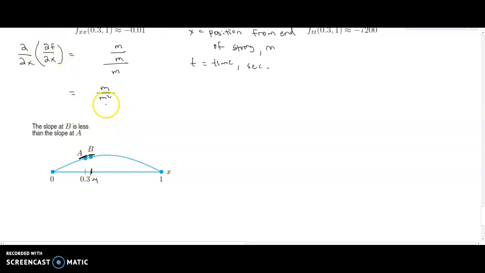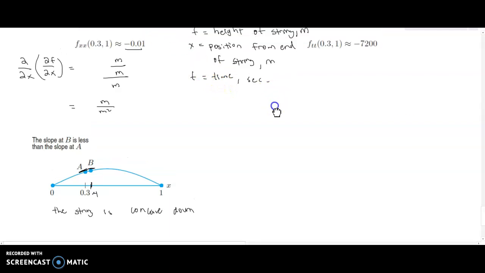And another thing we could say is that the string is concave down. How do we know that? Well, because the second order partial derivative is a negative 0.01, which tells us that the function is concave down.